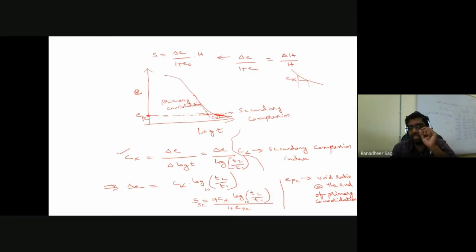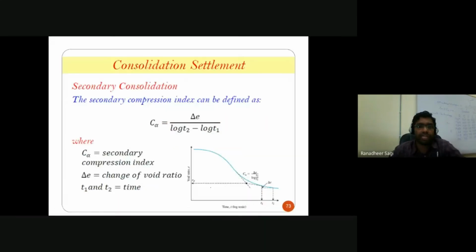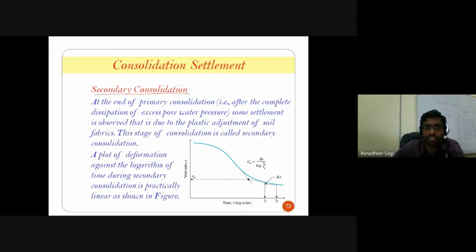That is only something slightly what we have to understand in the discussion. Otherwise, all the story we try to talk about is once again the same. That's how we try to estimate how much your settlement is due to secondary compression. So quickly, let us go through the expressions that we have.